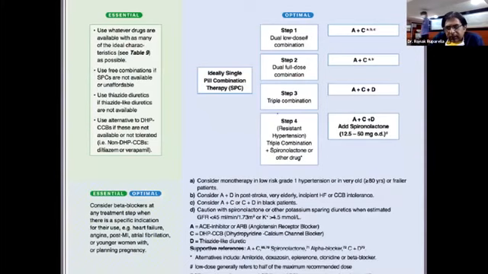Other regimens: there are also various other pathways by which we can treat resistant hypertension. Step 1 includes ACE inhibitor with calcium channel blocker. Step 2, dual full-dose combination of ACE inhibitor with calcium channel blocker. Step 3 is triple combination of ACE inhibitor, calcium channel blocker, and diuretic. And step 4, we have to add spironolactone.